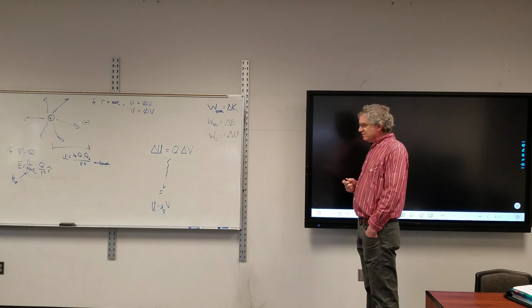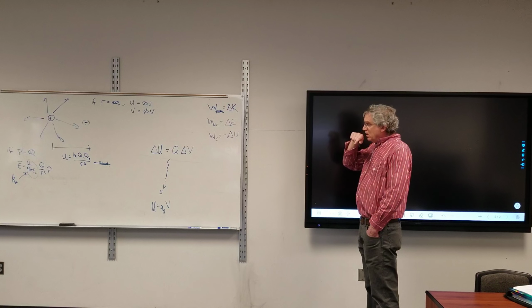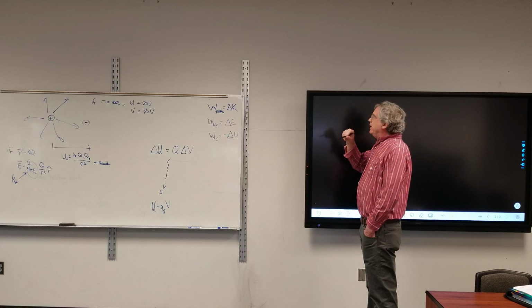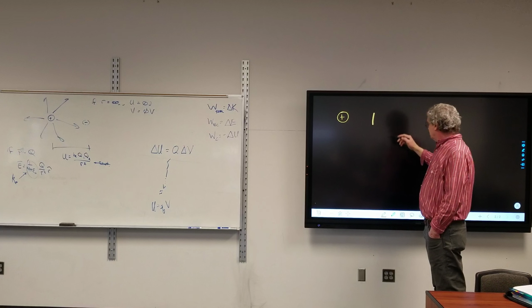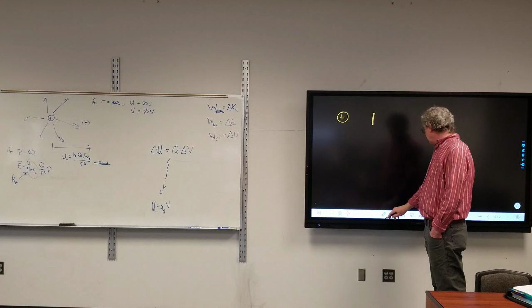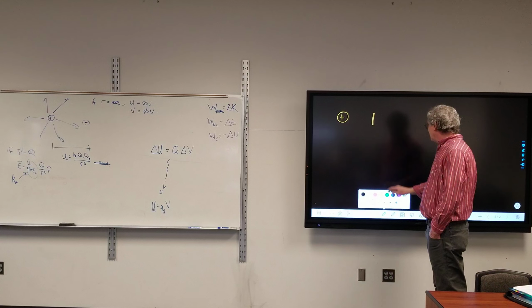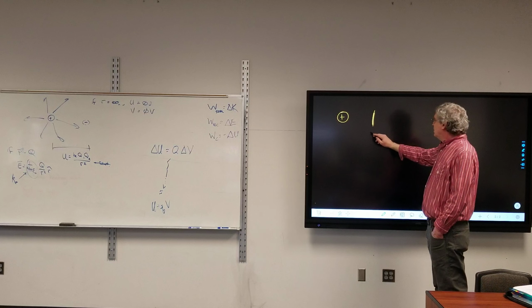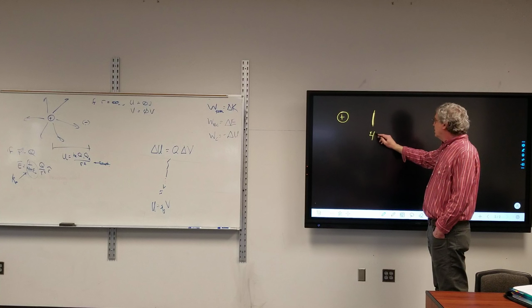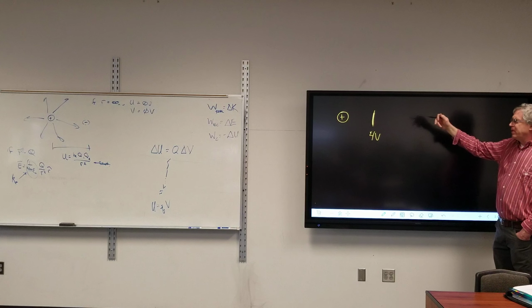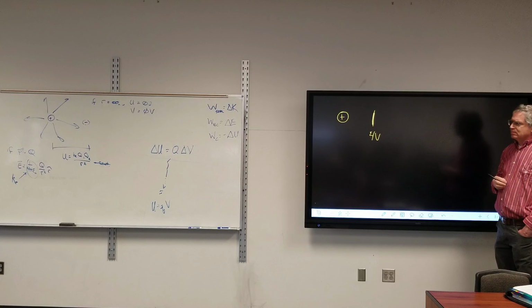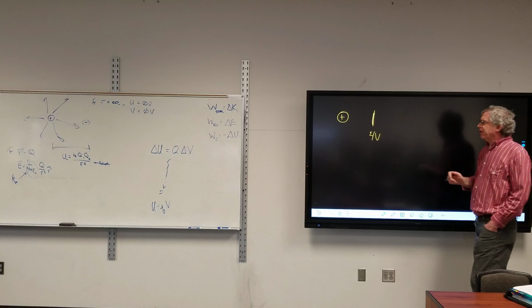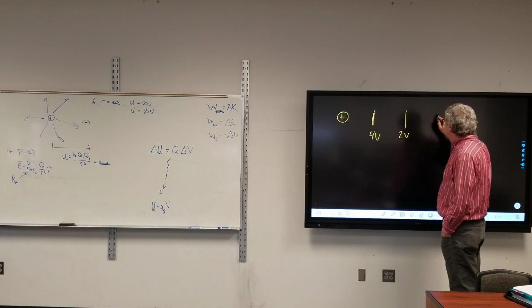Now, if I have a positive charge here, whoa, it suddenly changed to black. And then yellow. As I get farther away from my positive charge, what happens to the electric potential? It gets smaller. Okay. Not to scale.